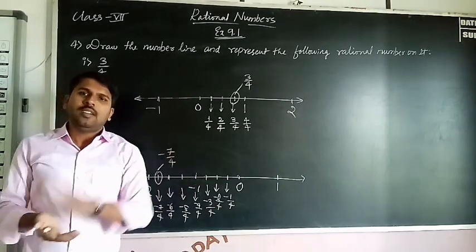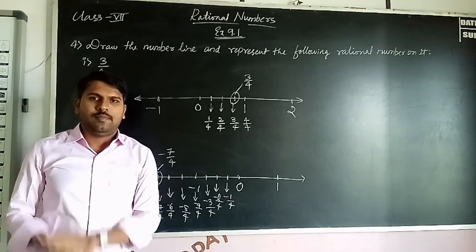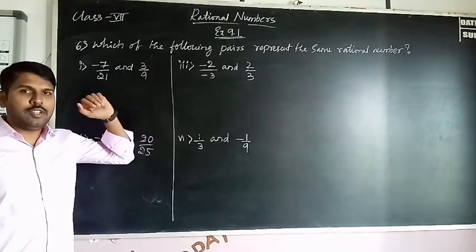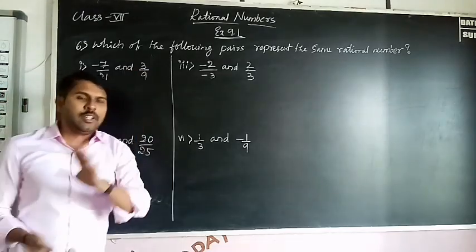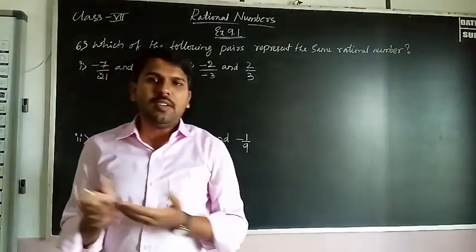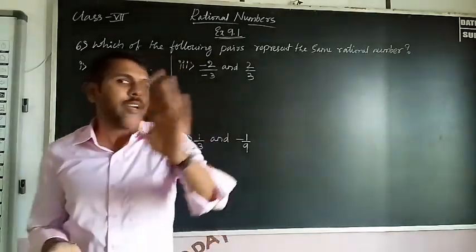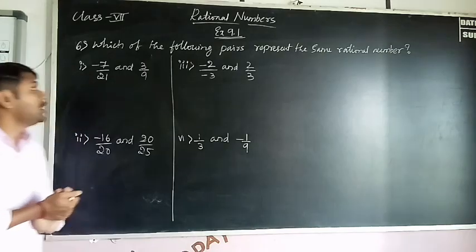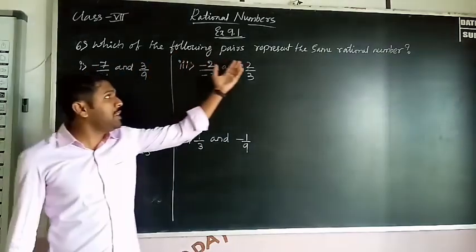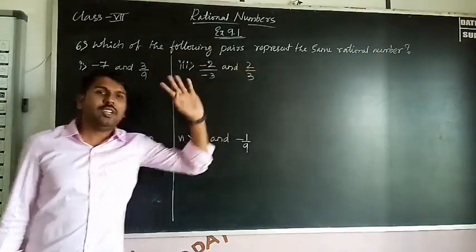Next two forms are right reversal. I have taken the 6th question because the 5th question is very easy, just a representation of the rational numbers on the number line. The 5th question is homework. So the 6th question: which of the following cases represent the same rational numbers?